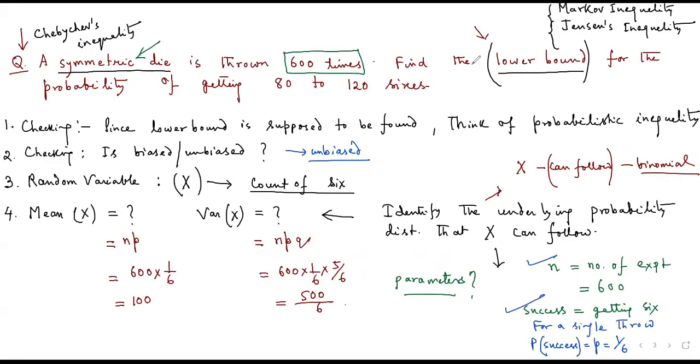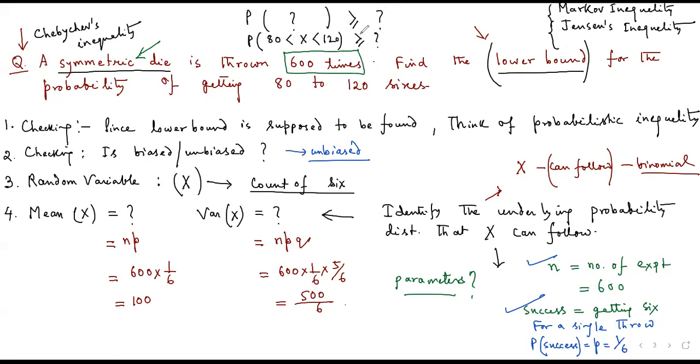We have come across several forms of the probability inequalities. And what am I supposed to find? We are supposed to find something of lower bound, something of this sort. If I try to write it explicitly, we are trying to find the probability that x, the count of 6, will lie between 80 and 120, and it will be bound by a certain lower bound.